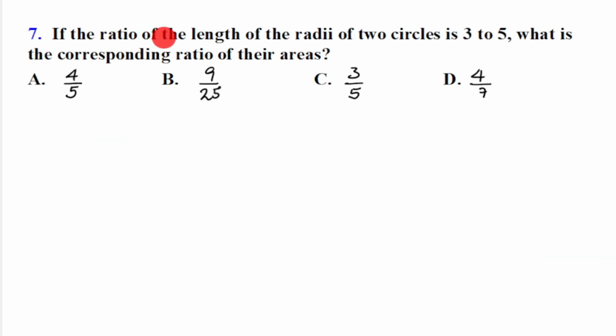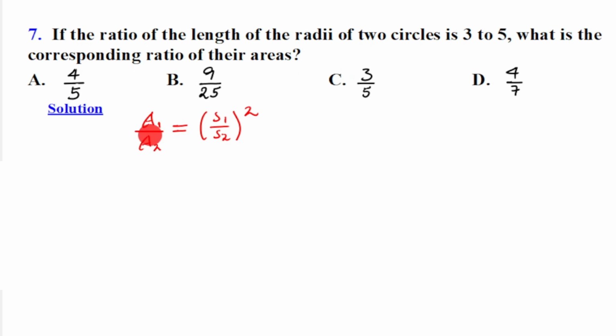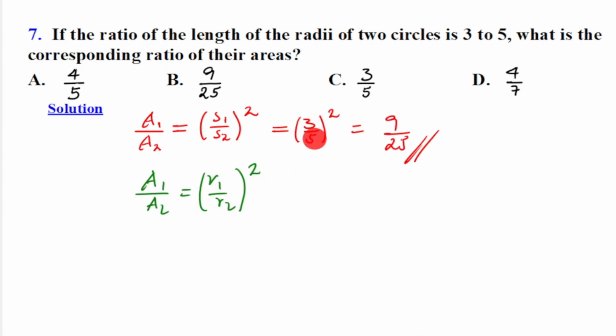7. If the ratio of the lengths of the radii of two circles is 3:5, what is the corresponding ratio of their areas? To answer this question, we use this formula. Area 1 over area 2 is equal to side 1 over side 2, the whole square. In our case, in place of side, we use radius. So area 1 over area 2 is equal to radius 1 over radius 2, the whole square. 3/5 the whole square, which is equal to 9/25.